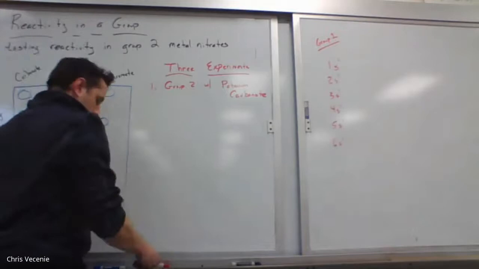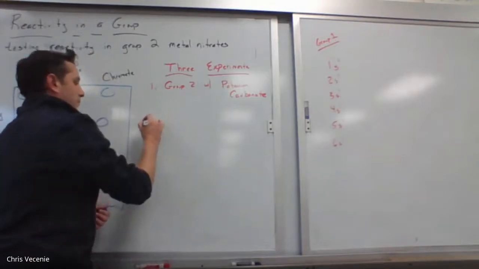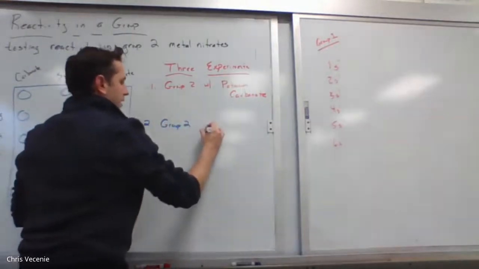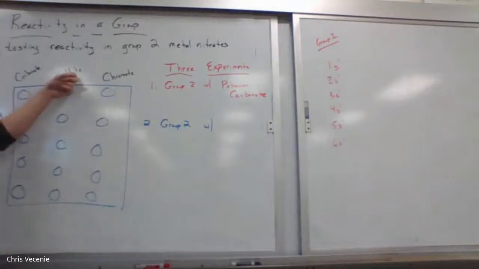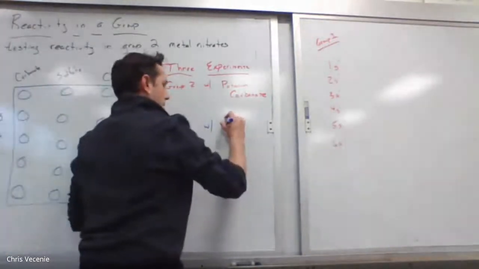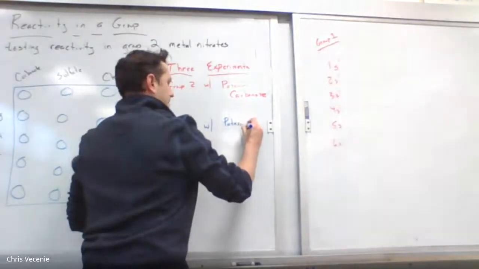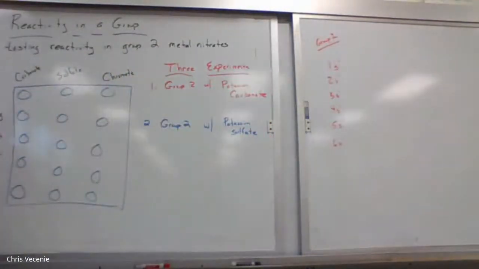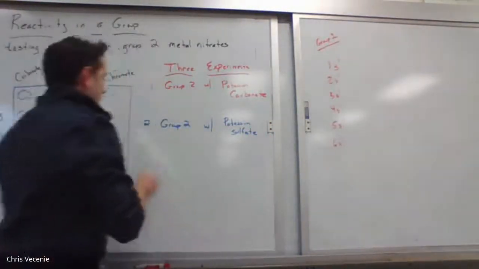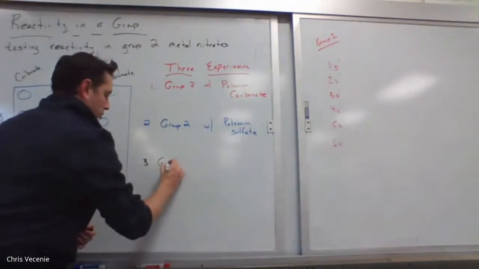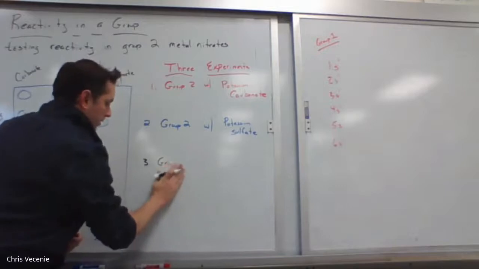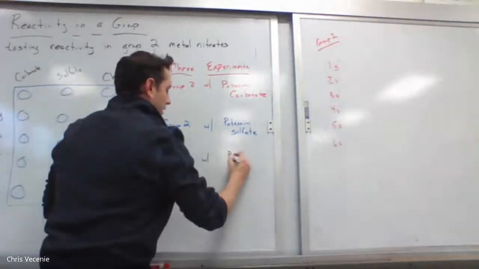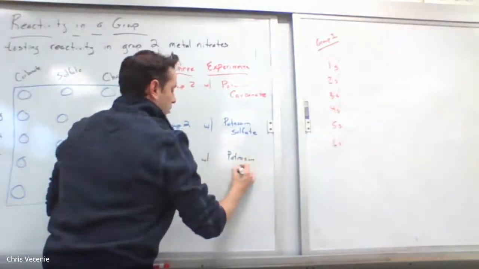For experiment number 2, we're taking the group 2 element with a different substance. This time we're taking it with potassium sulfate. And then experiment number 3, we're going to take our group 2 metal with potassium chromate.